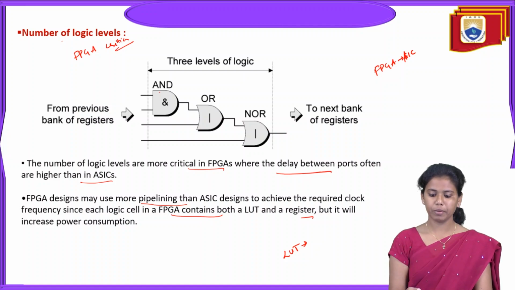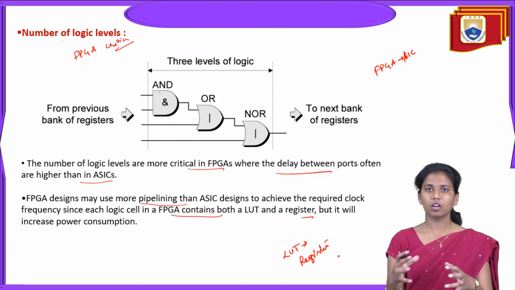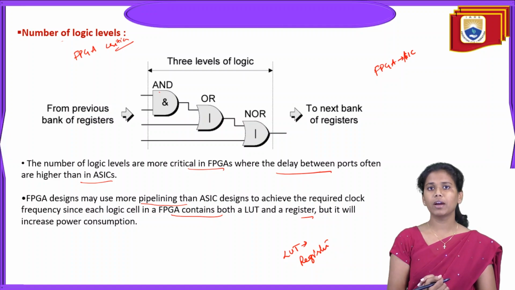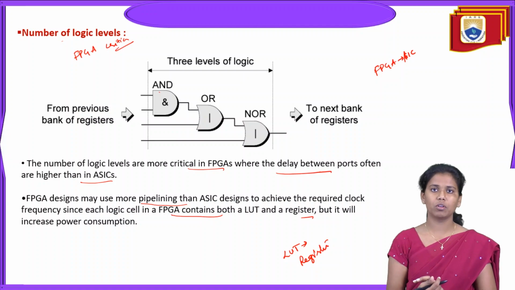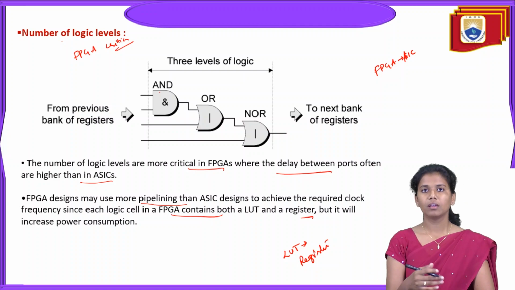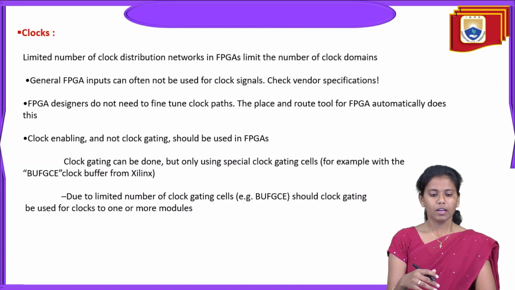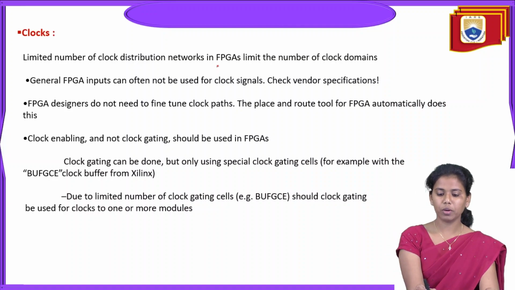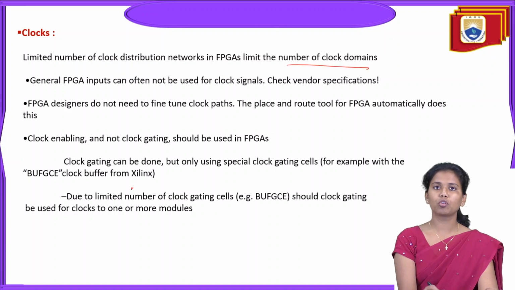Okay, so we have these lookup tables, and we also have different types of registers. The connection between the lookup tables and registers, the complexity will be maximum. So that's the reason we can consider this as one of the disadvantages of the FPGA. Then coming to the clocks: in the clock, the limited number of clock distribution networks in FPGA limits the number of clock domains.